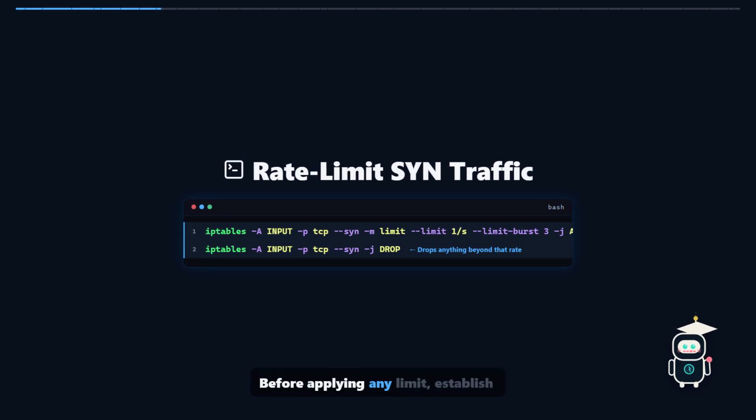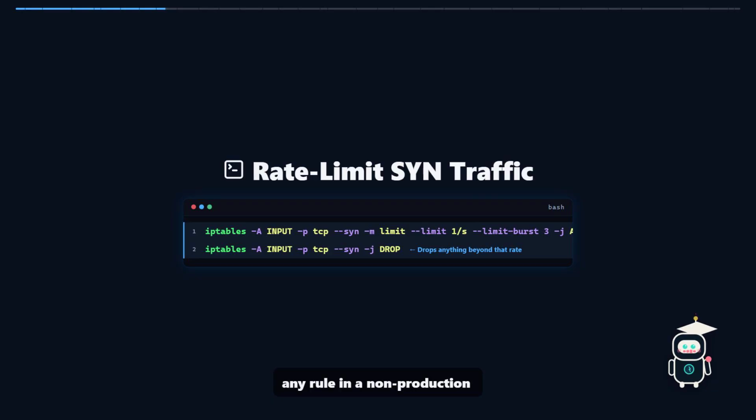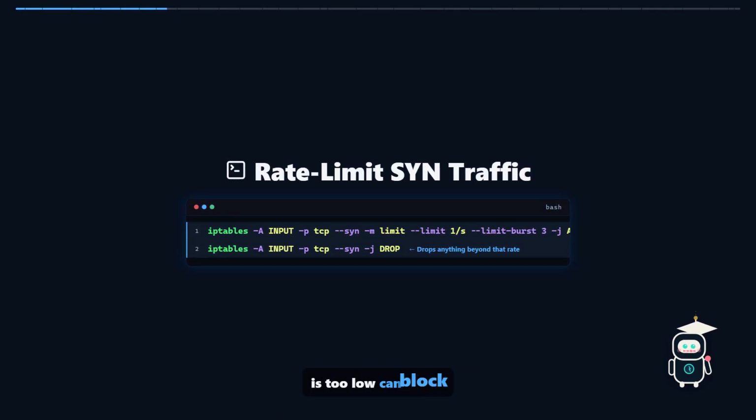Before applying any limit, establish a baseline. How many legitimate new connections does the service normally receive? What happens during a peak period? Which applications, monitoring systems, and health checks need to connect? Then test any rule in a non-production environment or through an approved change process. A limit that is too low can block legitimate users just as effectively as an attack can.